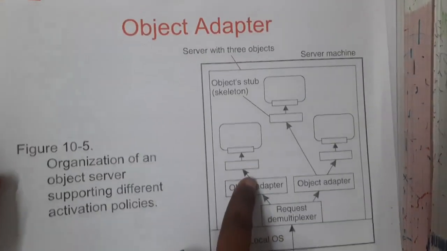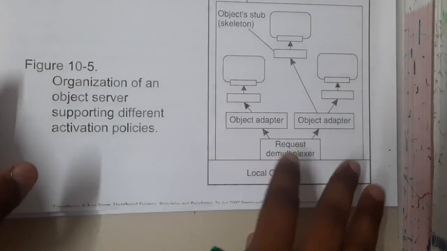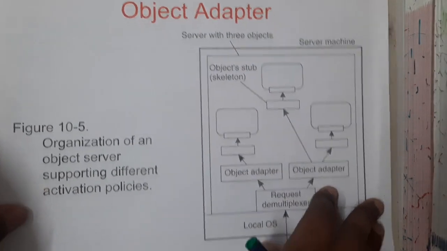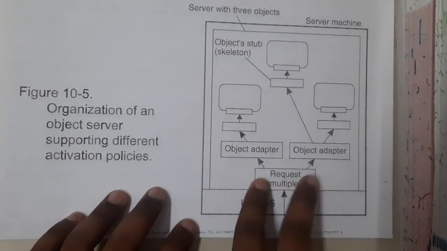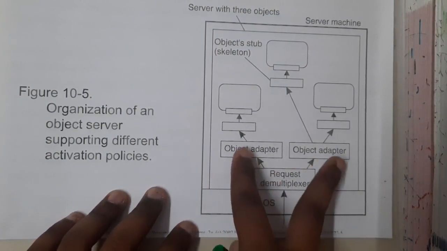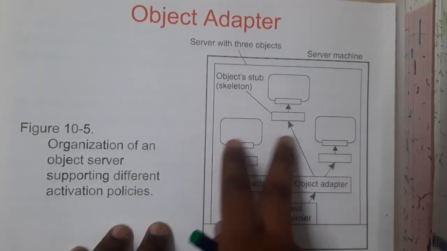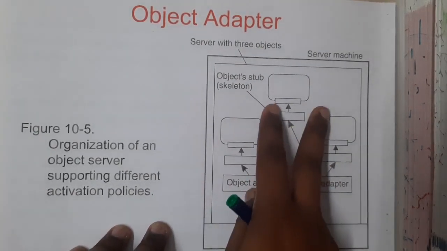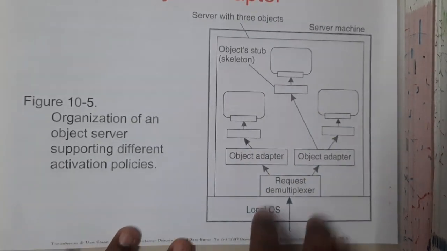This is a small example for the object adapter, guys. This is the server side view. Whenever a request comes, initially the request is demultiplexed. You can split that request into multiple parts, and different object adapters will take the lead, use the stubs and all those things, and execute the request. This is the concept of the object adapter and dividing the work, guys.